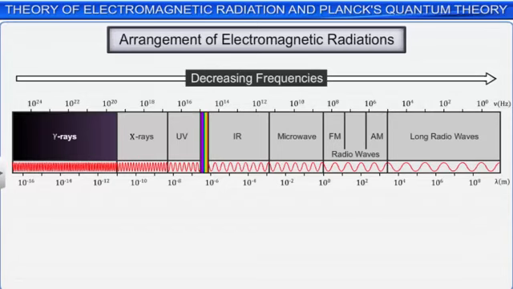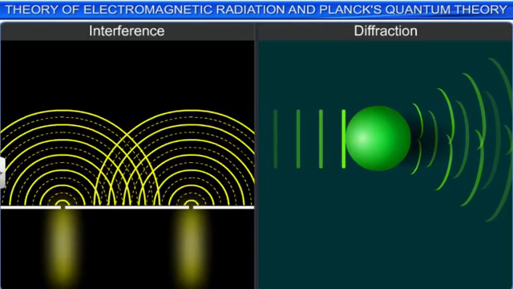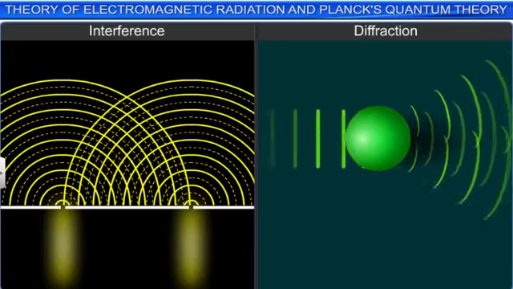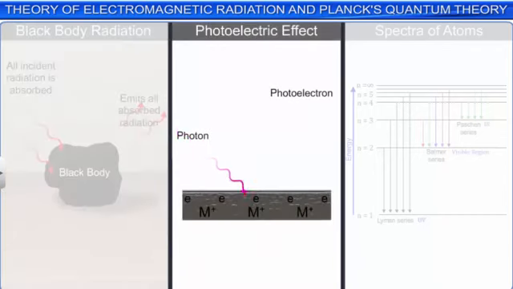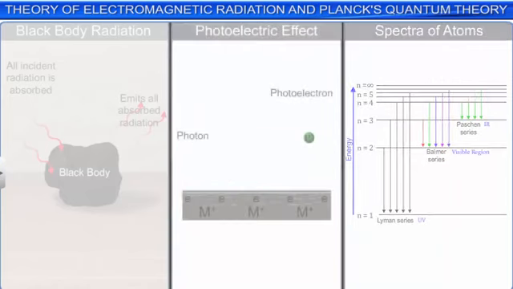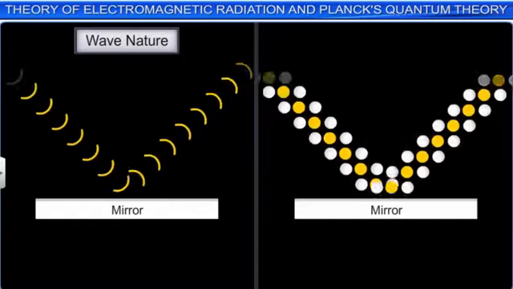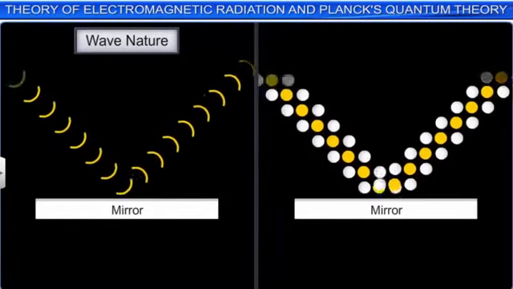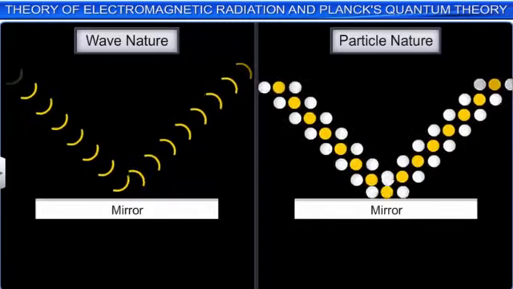The wave nature of electromagnetic radiation successfully explains the phenomena of interference and diffraction. But the phenomena of black body radiation, the photoelectric effect, and the spectra of atoms were not explained. These things could be explained only if the radiation is assumed to be a stream of photons, that is, by considering particle nature. Let's understand these phenomena one by one.